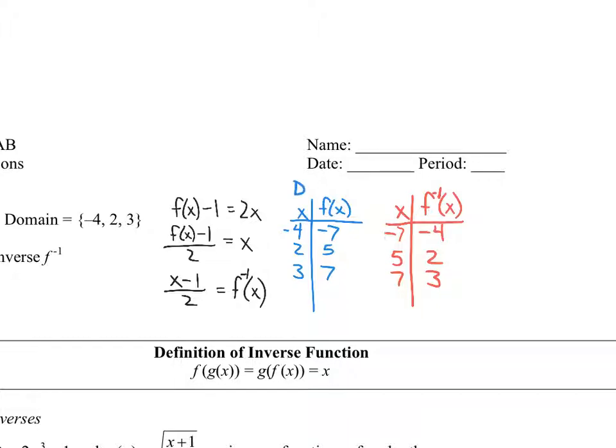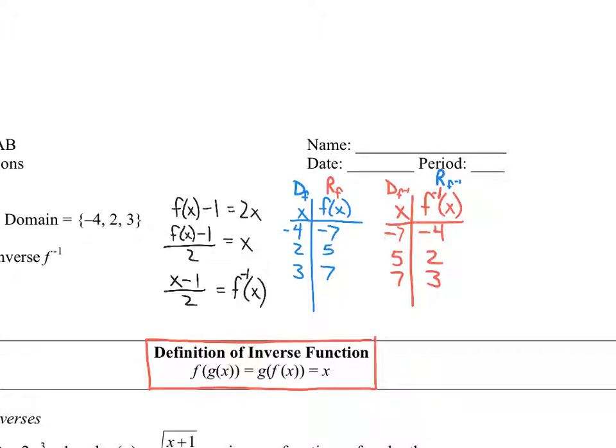Now you'll notice here the domain of f became the range of f inverse. Okay? The domain of f equaled the range of f inverse. However, the range of f became the domain of f inverse. Cool world. Okay? And this really is, we can see this in our definition of an inverse function right here.